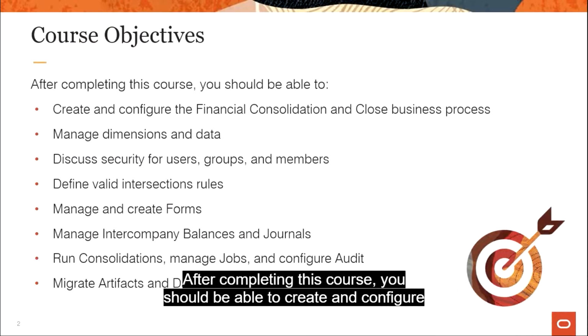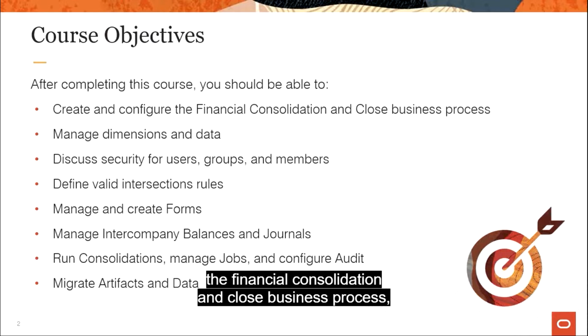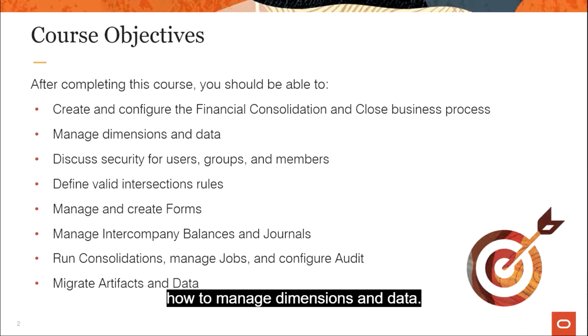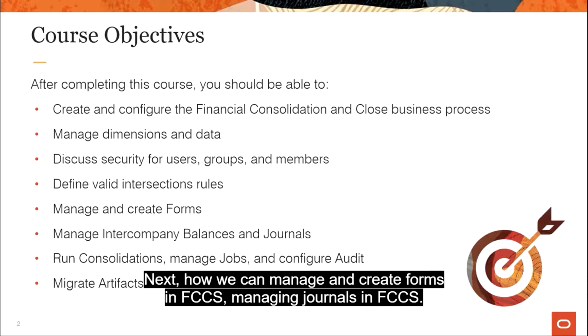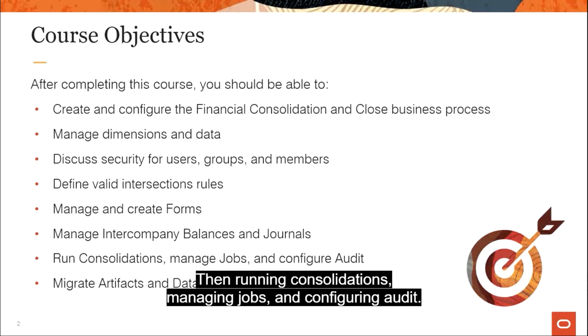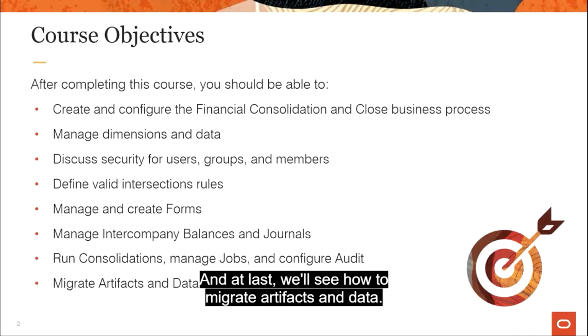After completing this course, you should be able to create and configure the financial consolidation and close business process, and manage dimensions and data. Then we'll discuss security for users, groups, and members. We'll also see how to define valid intersection rules. Next, how we can manage and create forms in FCCS, managing journals in FCCS, then running consolidations, managing jobs, and configuring audit. And at last, we'll see how to migrate artifacts and data.